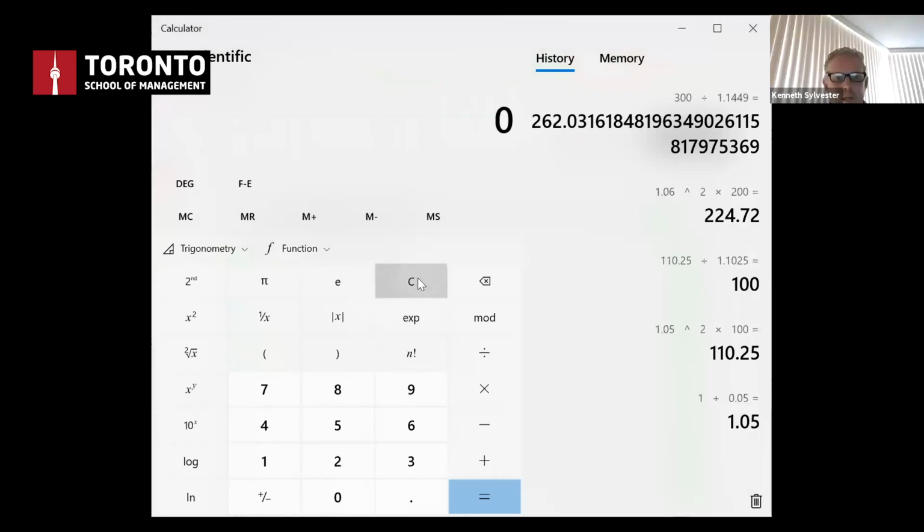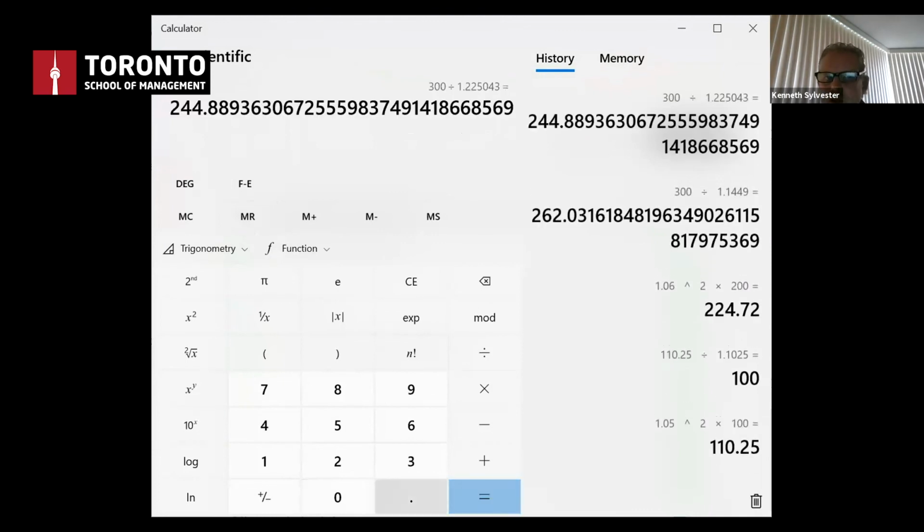Yes, I did it for 3 years. No problem. So let's take a look at what it would be for 3 years then. So I'm going to clear my memory. Then I'm going to go 1.07 x to the y, 3 years. I'm going to store that, clear, and then I'm going to go 300 divided by recall, and that gives me 244.89 for 3 years.